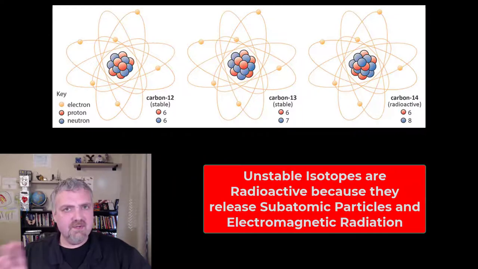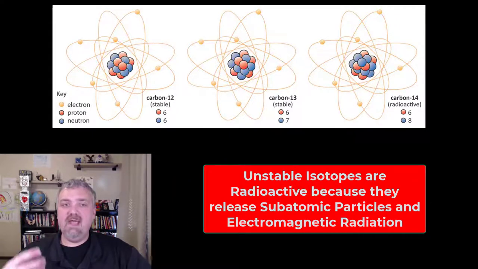You'll notice that carbon 13 is still pretty stable. Carbon 12 is very stable. Carbon 14 will be called a heavy isotope. And usually when you take an isotope and it has more neutrons, it becomes unstable, which makes them radioactive. The reason they're radioactive is as these unstable isotopes slowly degrade in what's known as their half-life, how long it takes for half of these unstable isotopes to disappear.